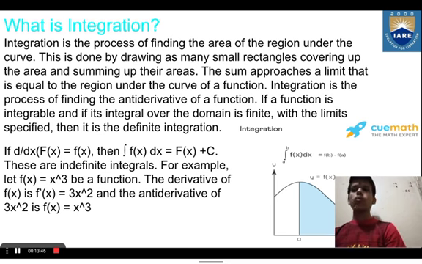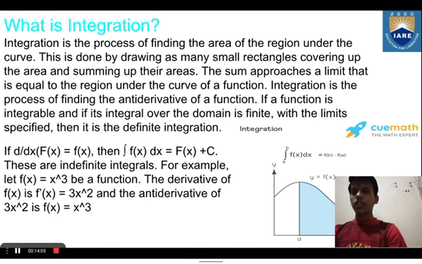Integration is the process of finding the antiderivative of a function. If a function is integrable and its integral over the domain is finite with the limit specified, then it is known as definite integration.